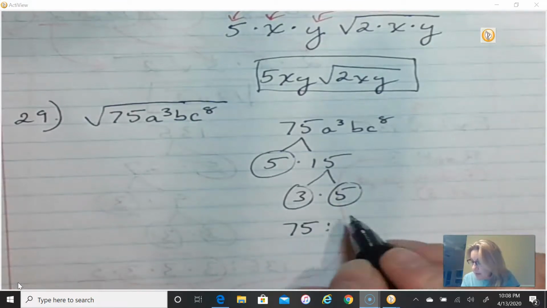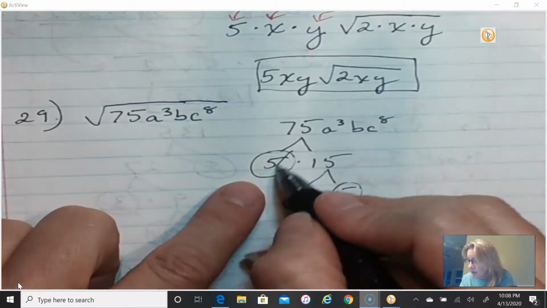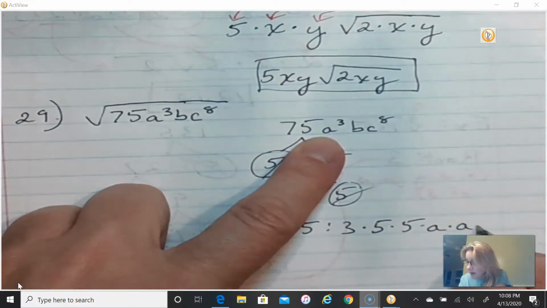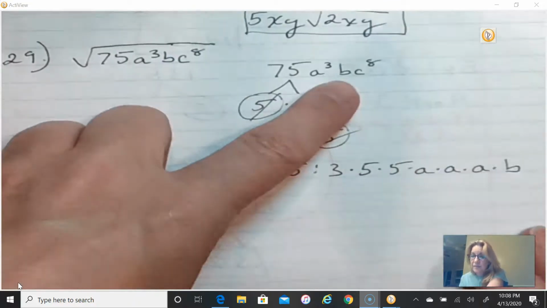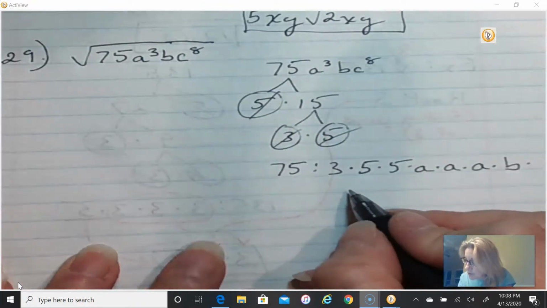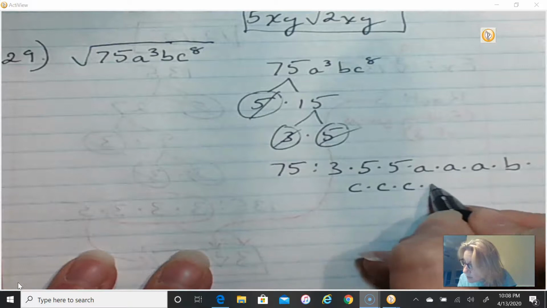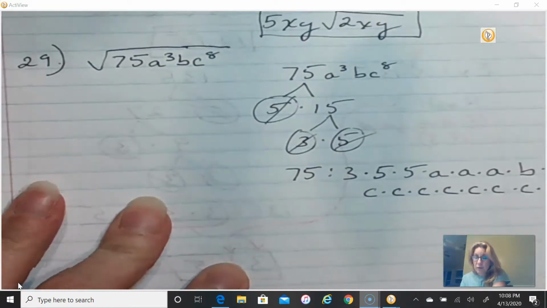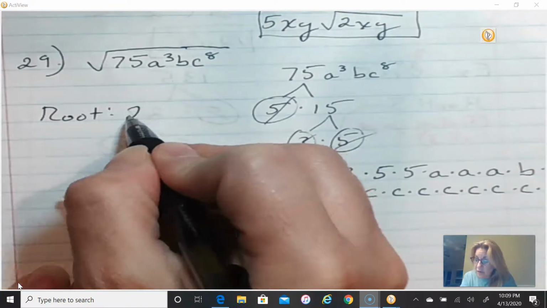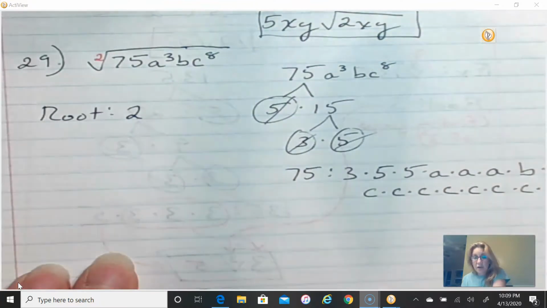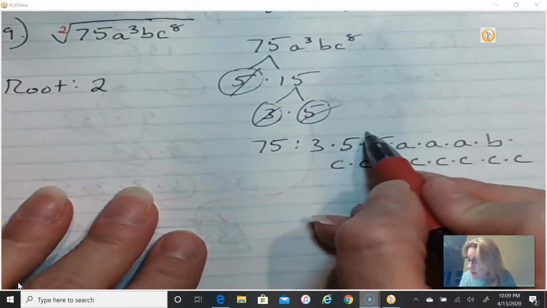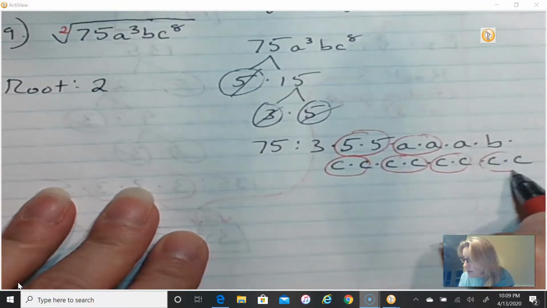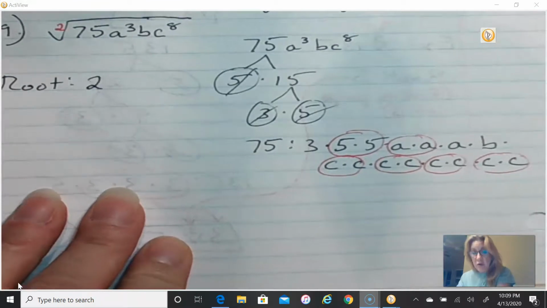So I have 75, and it's 3, cross it out, times 5, cross it out, times 5, cross it out. We have 3 A's times A times A times A times 1 B, and then times 8 C's. I'm going to do it down here. 1, 2, 3, 4, 5, 6, 7, 8. What is my root? It's 2, because there's nothing here. So I'm going to circle all of my groups of 2. Here's 1. Here's 1. Look at all these. Okay, remember, all of the stuff that's circled goes on the outside.